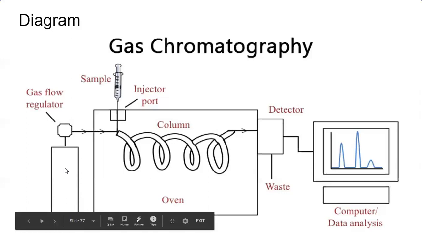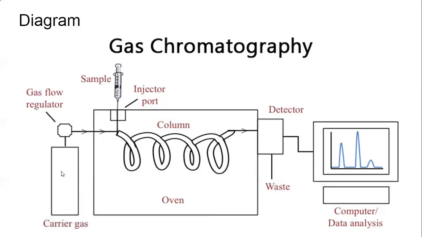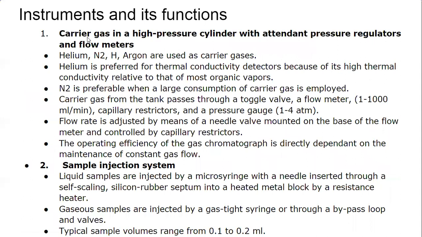Cylinder means in the cylinder the carrier gas is subjected to high pressure, and by means of the regulator we can adjust the flow rates. So the carrier gas is kept in a high pressure cylinder, with an attendant pressure regulator and flow meter. And here we frequently use hydrogen. This is H2, not H. So helium, nitrogen, hydrogen, argon are used as carrier gas.